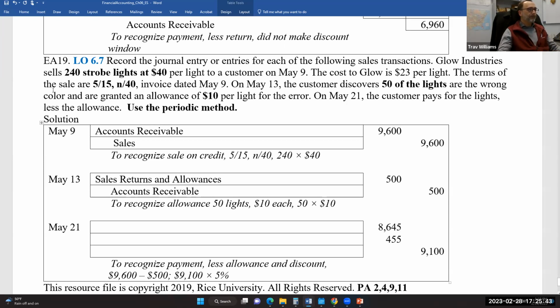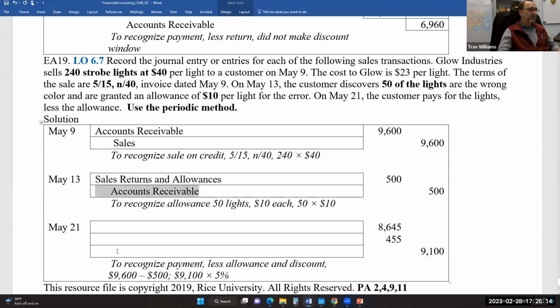Then the customer makes their payment. Did they pay within the discount window? Yes, they had 15 days from the 9th. They paid on the 21st, so yes, they get a 5% discount. 5% of what? Well, originally they owed $9,600 minus $500 for the allowance. So they owed $9,100.